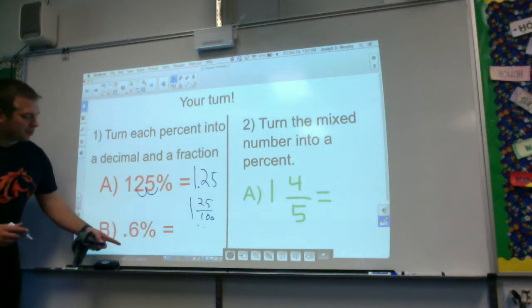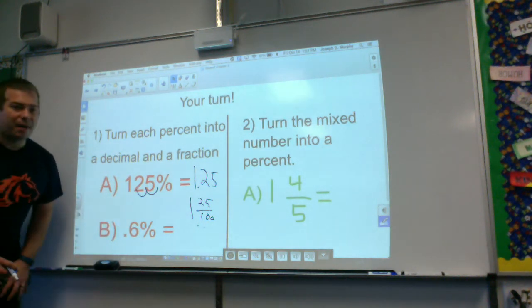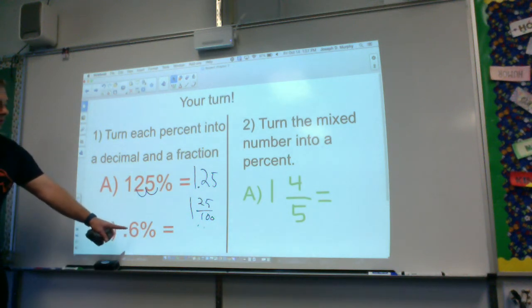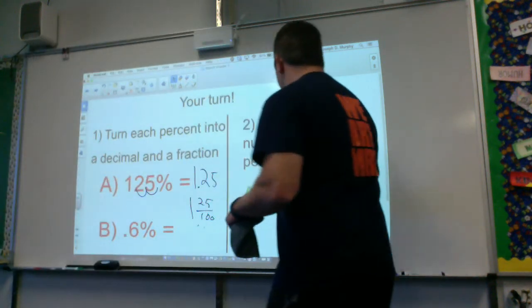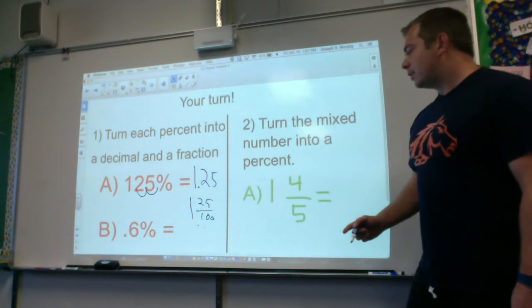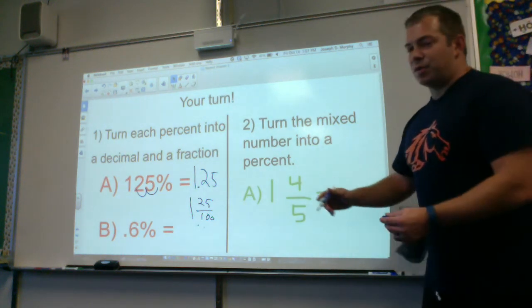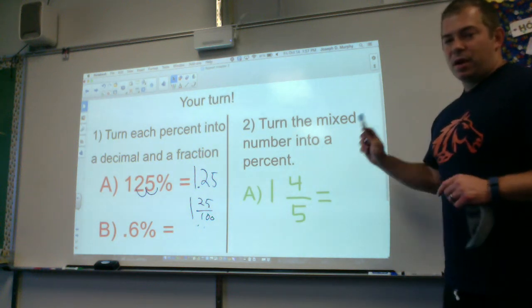But remember, we're swooping 2 to the right. All right, I made a big mistake there. We're swooping 2 to the left. Percents to decimals, we swoop to the left. Over here, you have to turn this mixed number into a percent. All right, so 1 4/5, you have to do all the steps, turn it into an improper fraction, and go from there. All right, good luck.